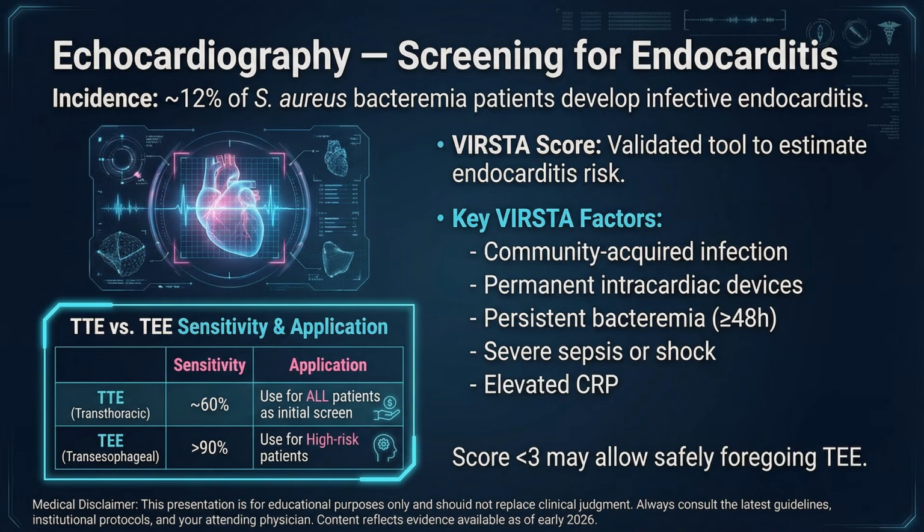To help guide this decision, you can use a validated tool like the VIRSTA score to estimate a patient's risk of endocarditis. The VIRSTA score incorporates factors such as community-acquired infection, the presence of permanent intracardiac devices, persistent bacteremia at 48 hours, severe sepsis or shock, and elevated C-reactive protein. A low score of less than 3 may allow you to safely forego a TEE in certain low-risk patients.